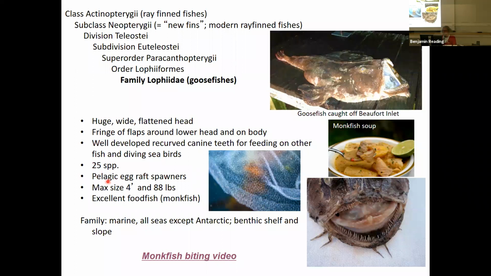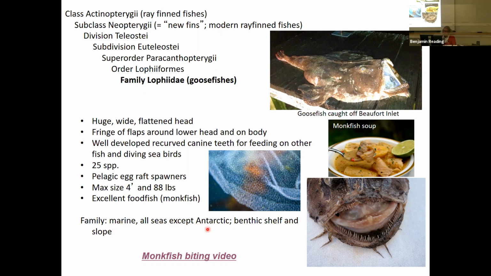25 species. They release their eggs, but they are adhesive, and they form these floating mats. So the males and females release their gametes, and the eggs then all attach together to form these kind of floating mats. Max size, 4 feet, about 88 pounds. And again, excellent food fish. Anyone who's ever eaten monkfish, it's very good.